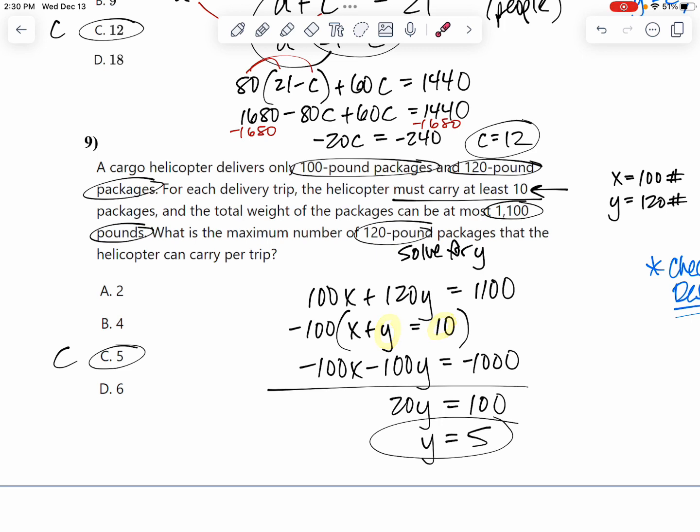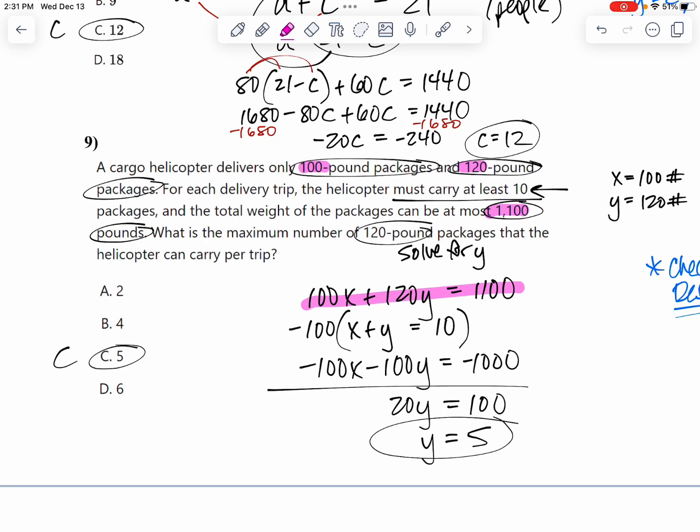And now I need a pounds equation. So I have 100-pound packages, 100x. I have 120-pound packages, that's 120y. And my total poundage is 1100. That's my first equation. So I have a pounds equation. If it helps, I can highlight 100x, 120y. This is my total pounds. This is my pound equation.